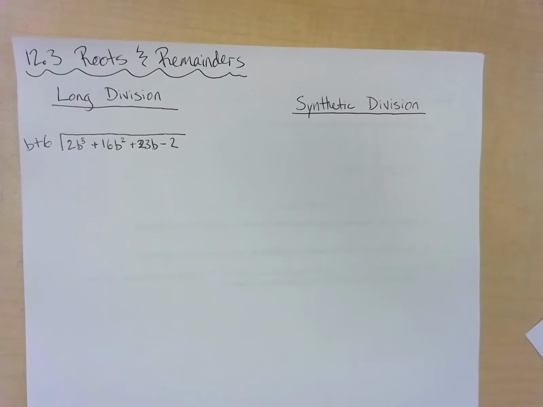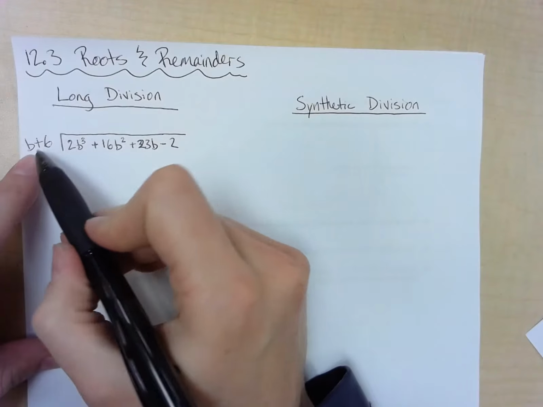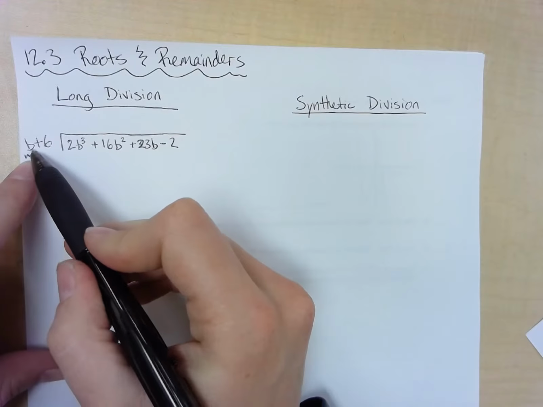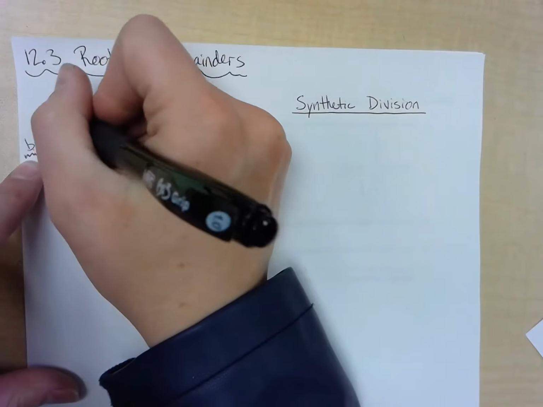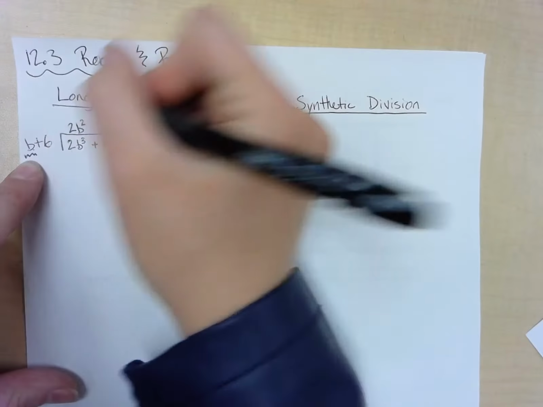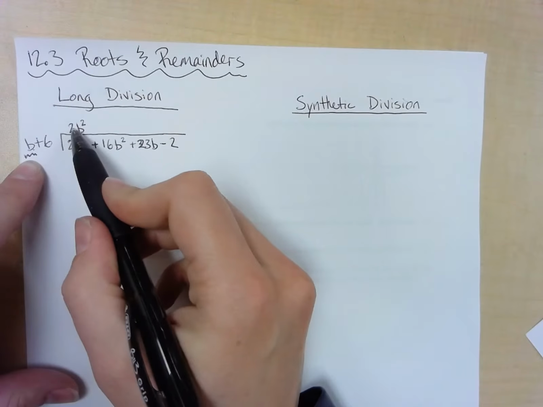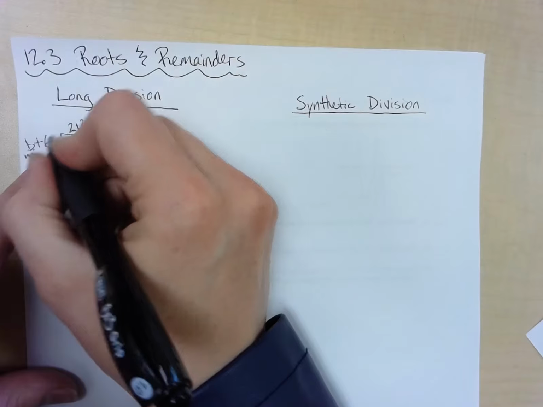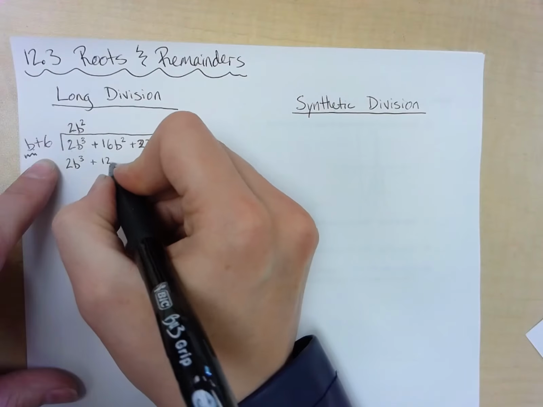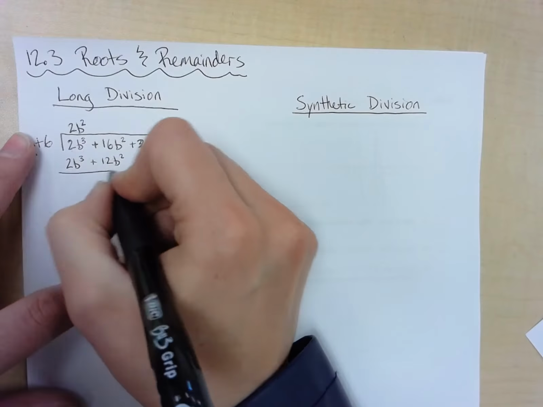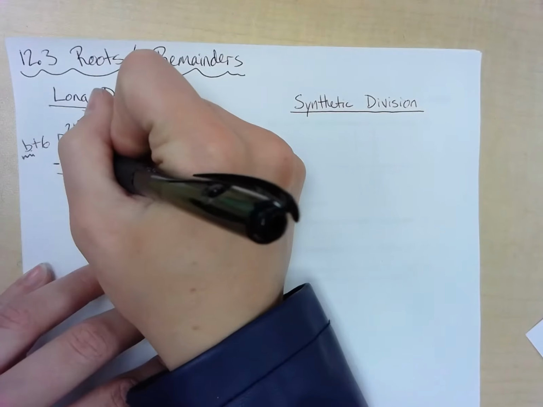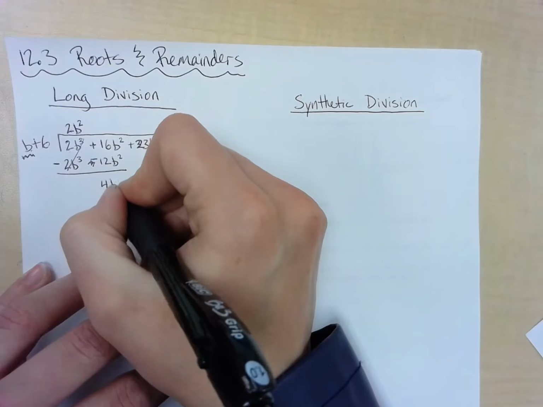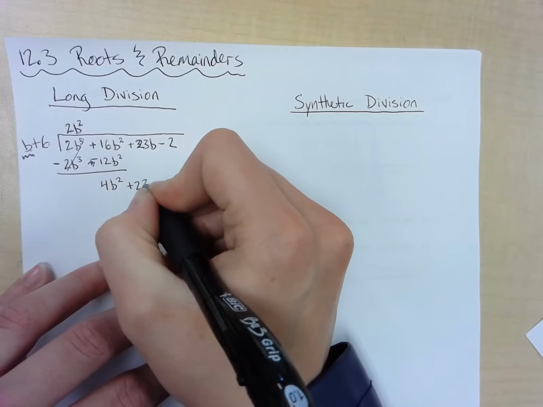So like we talked about last time, our whole idea is multiply to match. I'm focusing on the first term of the polynomial. So what do I multiply b by to get 2b cubed? 2b squared. Now I'm going to distribute that. So 2b squared times b is 2b cubed, times 6 is positive 12b squared. But now we're going to subtract it all. So subtract, these cancel, and I get 4b squared, and I'm going to drop the next term.